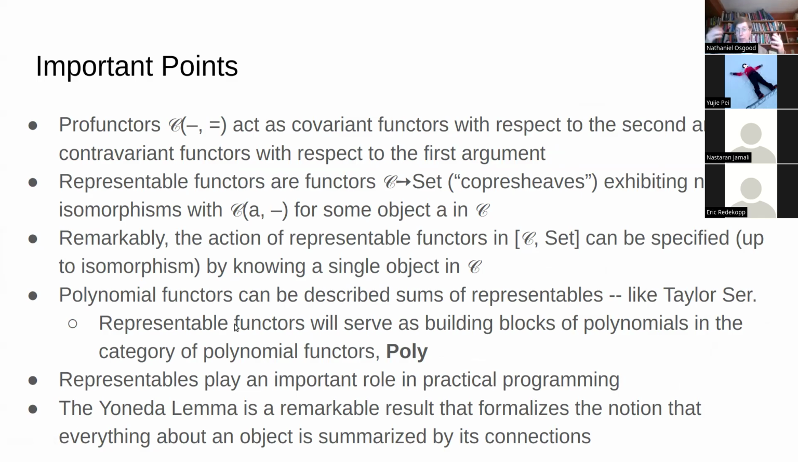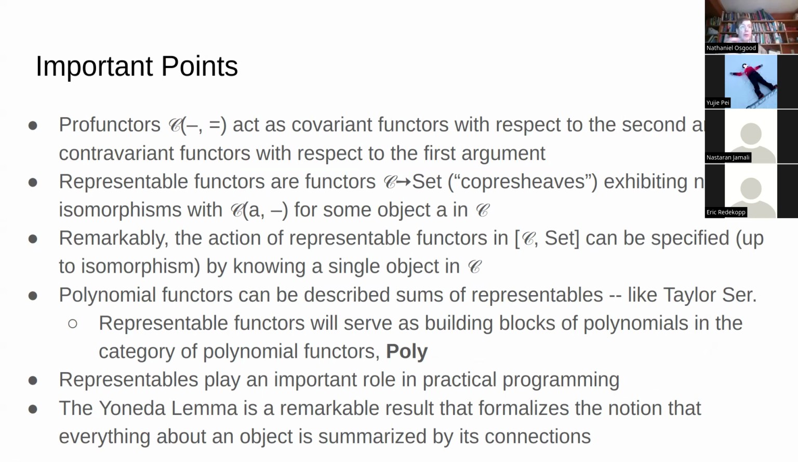But other functors can be described as sums of representables. In the category Poly, we have these polynomial functors that are built up of sums of representables, which is an incredibly powerful subset of all functors.